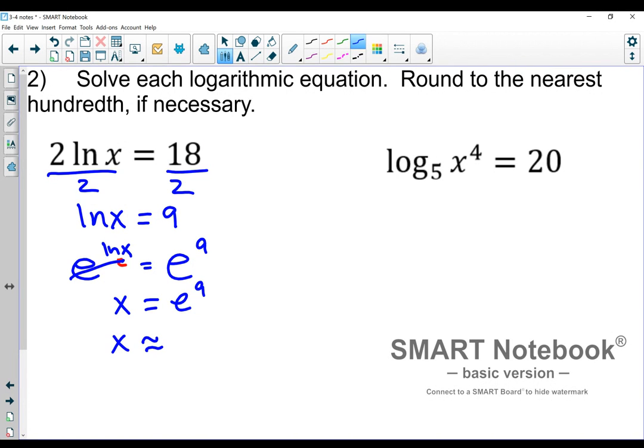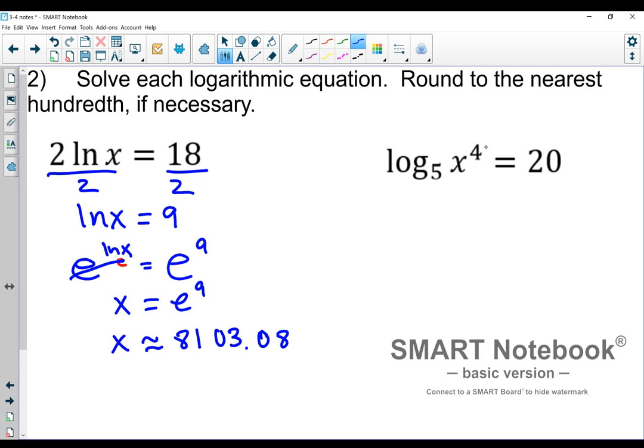And I guess we should probably work that out on a calculator as well. I did not write this down earlier. I feel like it's 3,000 something. So let's do that really quickly. Remember, e is almost 3, 2.718. So 8,103.08. It says nearest hundredth.